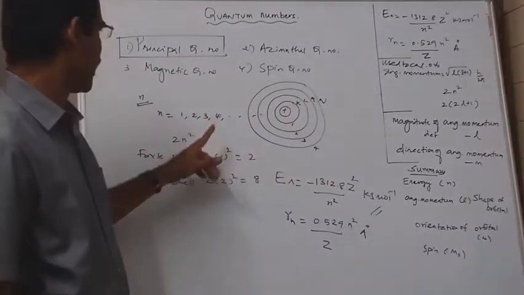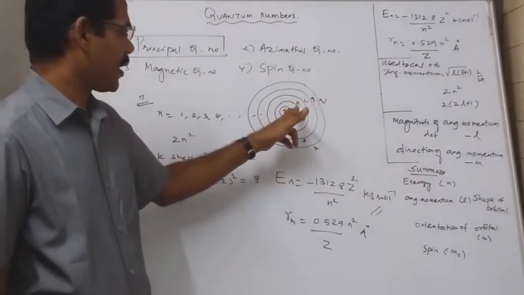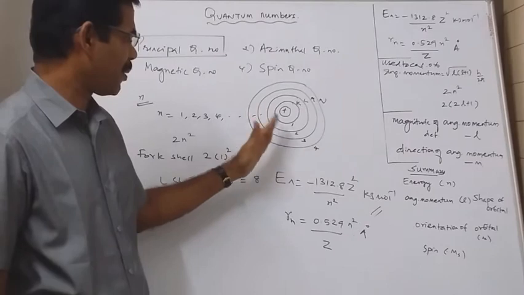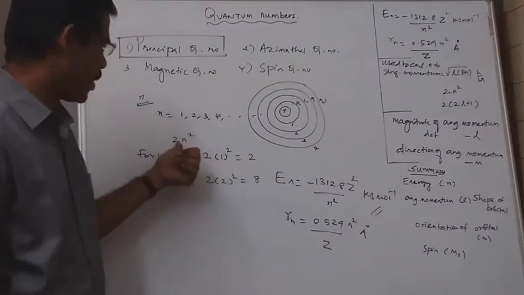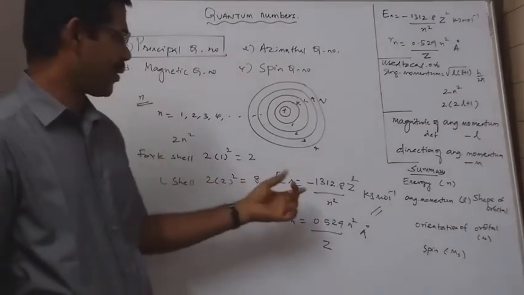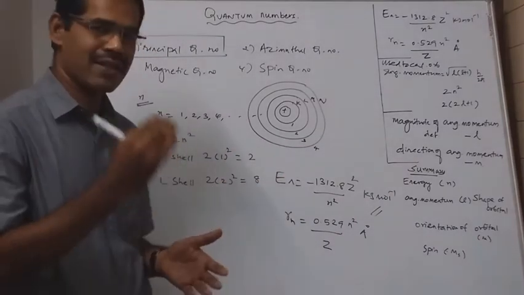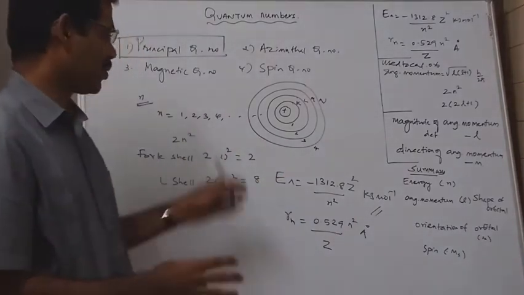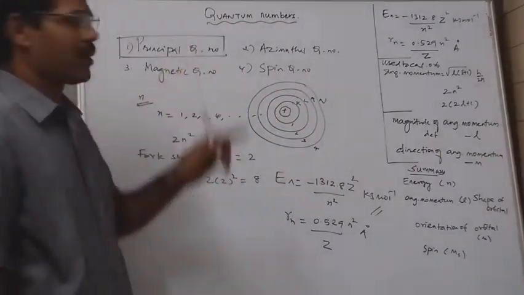Let me repeat once again. It tells us the shells where an electron is present. Then the maximum number of electrons present in each shell can be calculated using the formula 2n square. It tells us the formula to calculate the energy of an electron, and it also tells us regarding the distance of the electron from the nucleus. So these are all the details provided by principal quantum number.